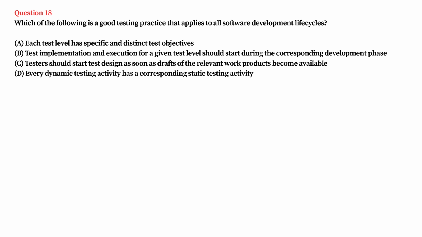Quality control applies to all development activities, meaning that every software development activity has a corresponding test activity. However, the same symmetry does not apply to dynamic and static testing. There are some static testing activities, e.g., static analysis, for which there is no obvious corresponding dynamic testing activity.